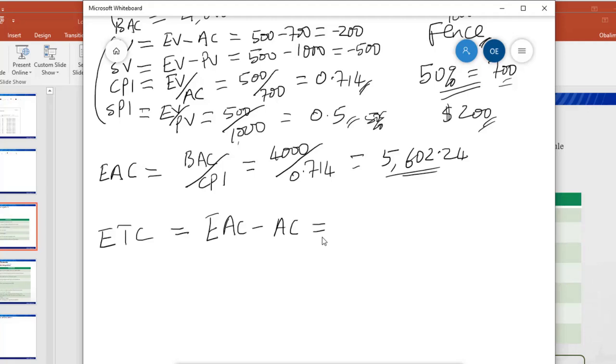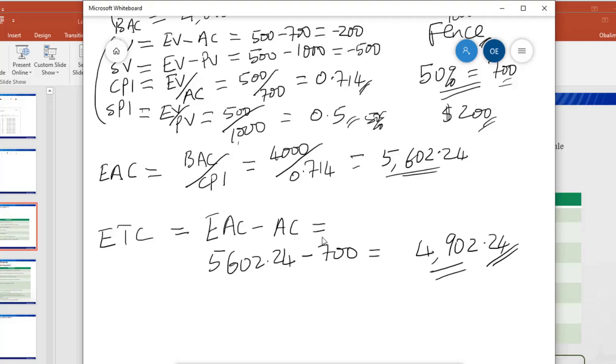So in this case, remember our estimate at completion is 5,602.24, and then our actual cost is 700. So if we do the math, 5,602.24 minus 700, that will give us 4,902.24. This is basically the amount of money required to finish the remaining 3.5 side of our fence. That's exactly what the estimate to complete measures.